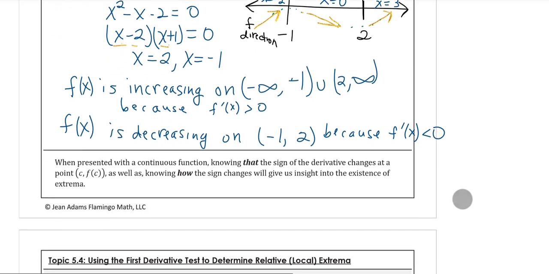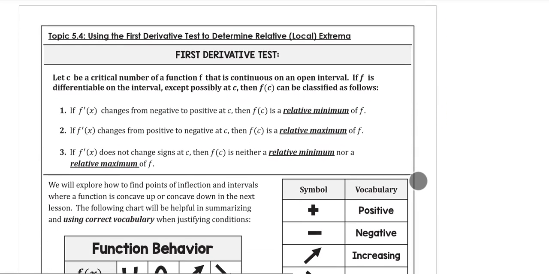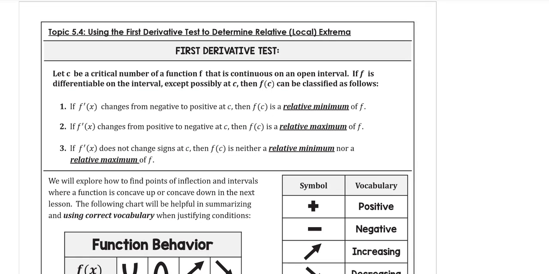Okay. So when presented with a continuous function, knowing that the sign of the derivative changes at a point c, f of c, as well as knowing how the sign changes, will give us insight into the existence of extrema, as I was showing you in our sign chart here. So this is what is known as the first derivative test to find local extrema. What we start with is that c is a critical number of the function f, and we're assuming that f is continuous on an open interval. So if f is differentiable on the interval except possibly at c, then f of c can be classified as one of the following things.